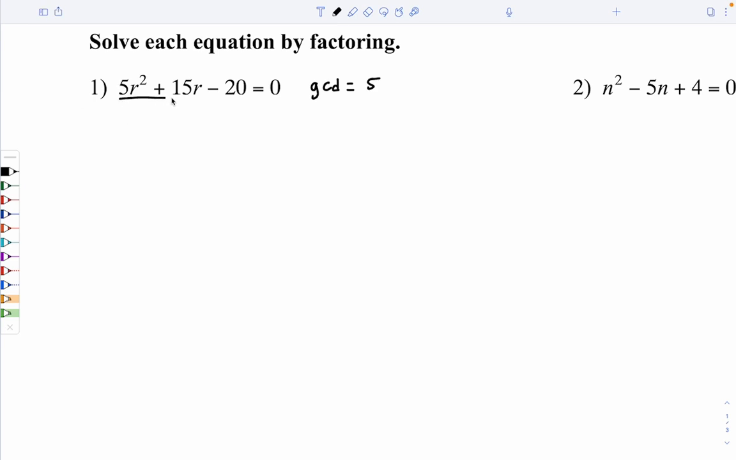So now we're going to go ahead and divide by the GCD of 5. So just divide everything by that GCD. So if I do that, I just divide every term by 5. So 5r squared divide 5 would be 1r squared. Plus 15r divide 5 would be 3r. Minus 20 divide 5 would be minus 4.